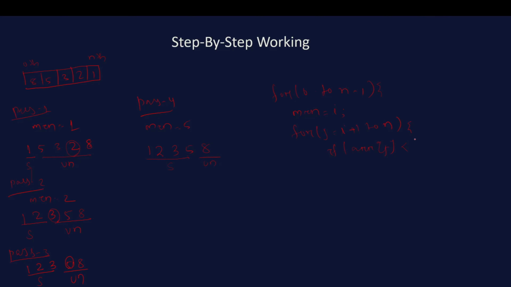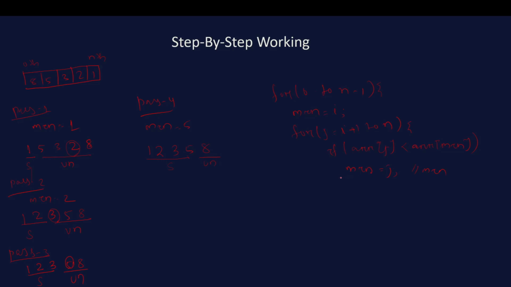Okay, so the less than of minimum index, array of minimum index. So what we need to do? We need to swap the minimum index, right? We need to store the actual minimum index. So the min will be j. So here in this logic, we found out the min element.